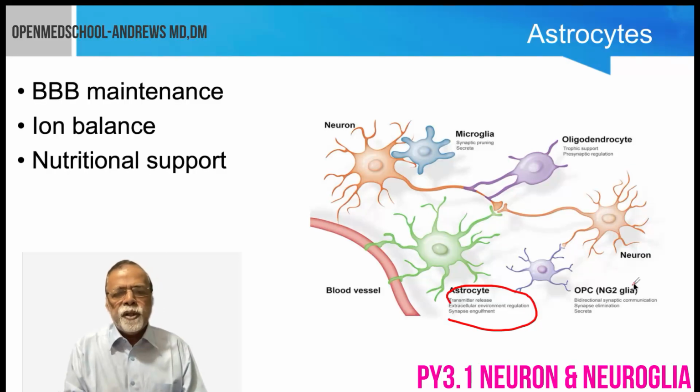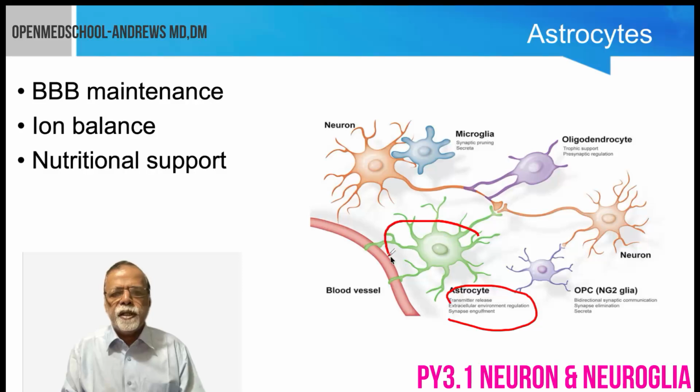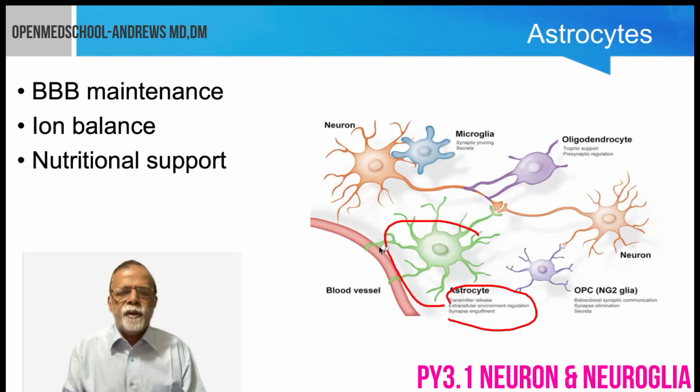They are very much important in the maintenance of the blood-brain barrier. So these cells are important in maintaining the blood-brain barrier. That is, from the capillaries in the brain, all materials cannot enter the CNS. They are protecting the vessels. They are important as nutritional support.